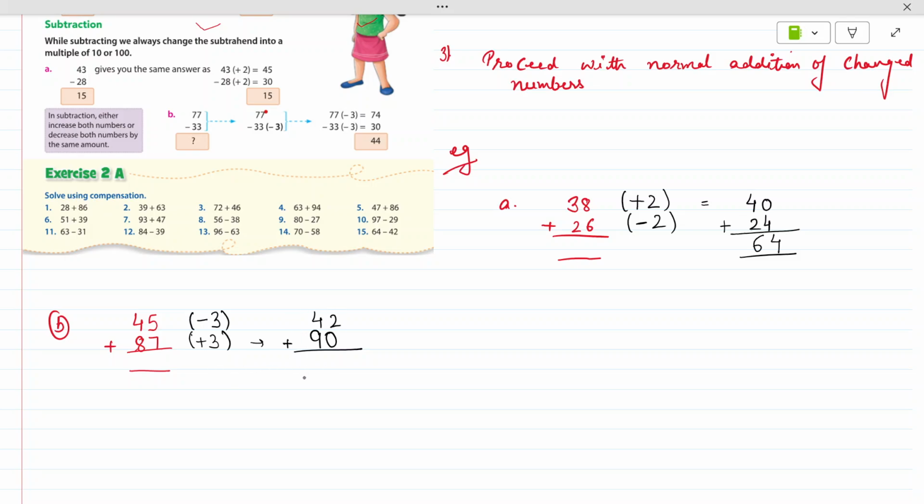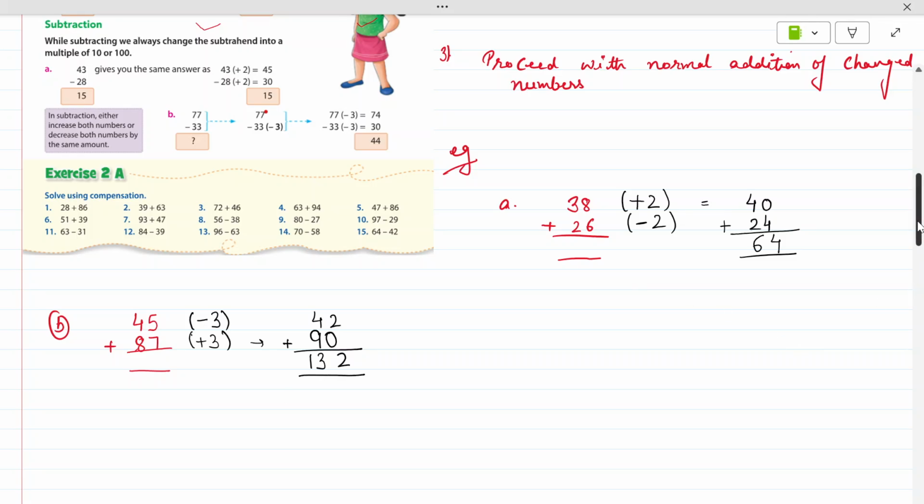And now the last step is we have to do the normal addition. 2 plus 0 is 2. 9 plus 4 is 13. 132. Okay. So this is how we are doing additions using the compensation method. Okay. Now our additions are over.